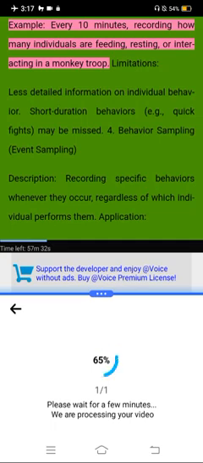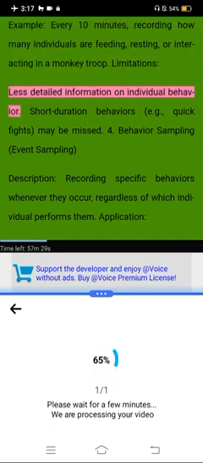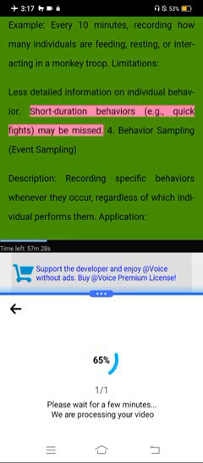Example: every 10 minutes, recording how many individuals are feeding, resting, or interacting in a monkey troop. Limitations: less detailed information on individual behavior. Short duration behaviors, e.g., quick fights, may be missed.